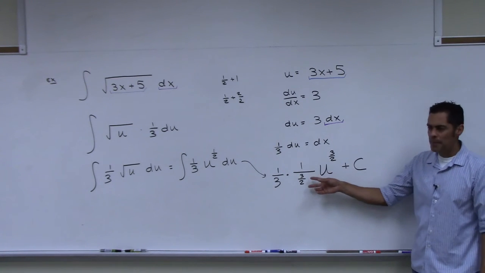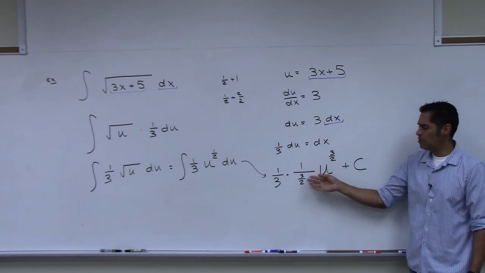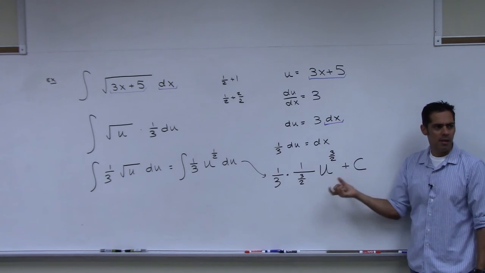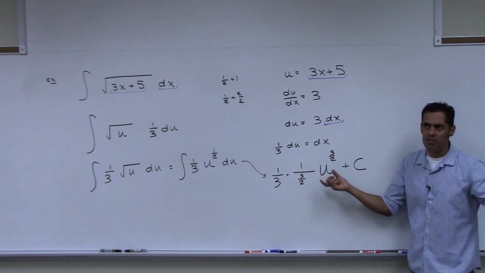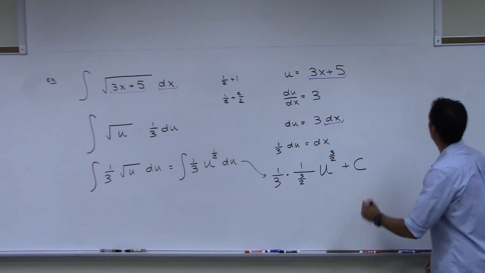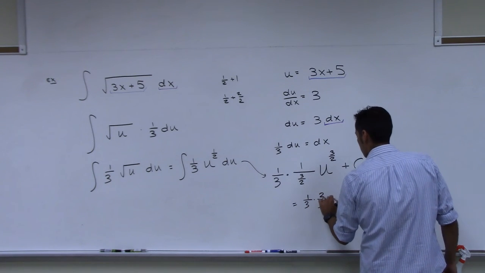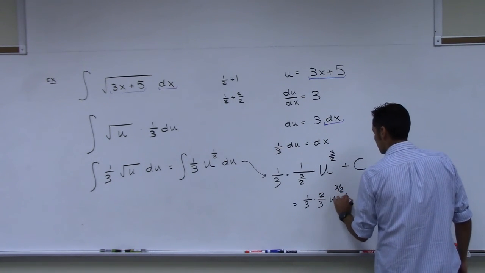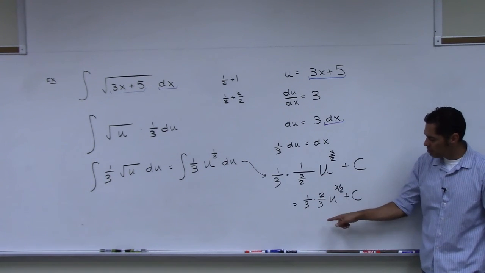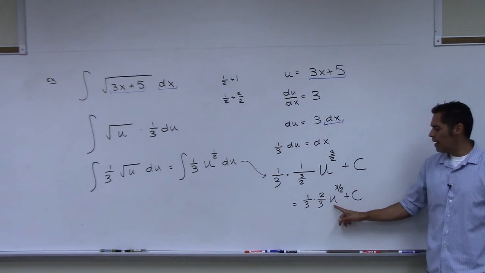And remember what I said happened here when you have 1 over a fraction? What happens to it? It flips, right? So this really becomes 2/3. Any questions on how I got this? I'm going from last class, well, a couple of classes ago when we did power rule. All right, so the next line will be 1/3 times 2/3 u to the 3/2 plus c. So I went ahead and flipped that fraction. What's 1/3 times 2/3? Straight across. 2/9. And let's go ahead and replace u.